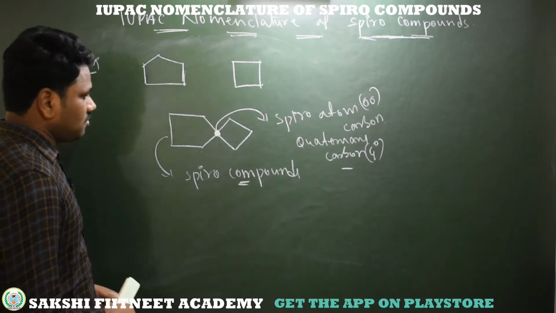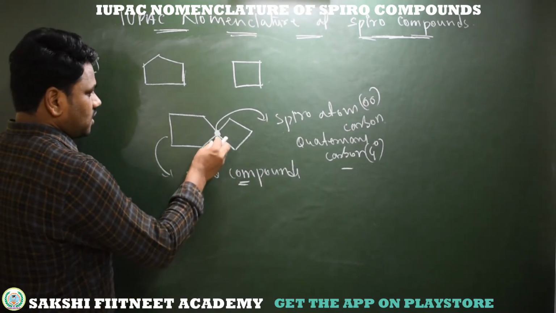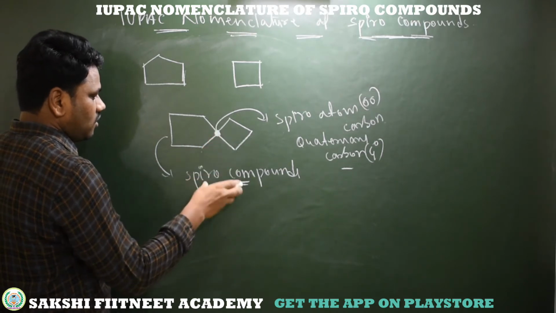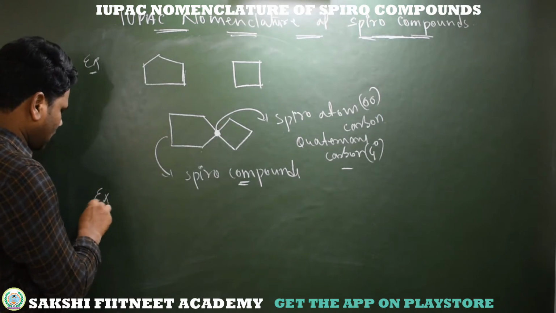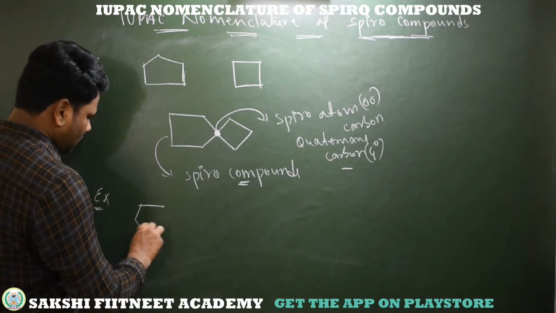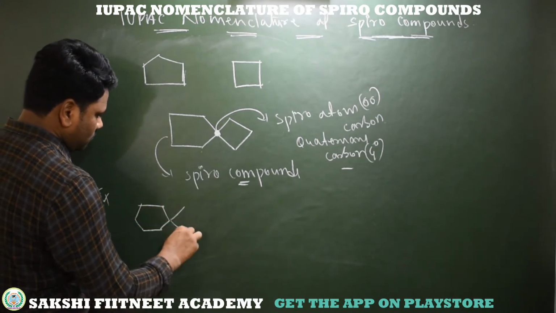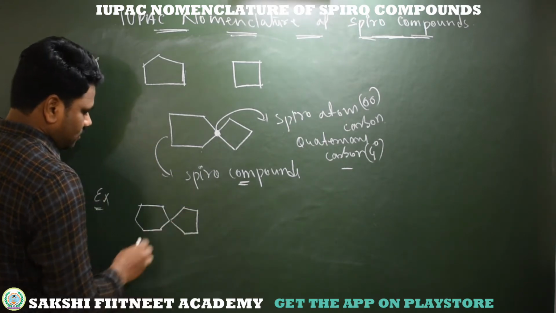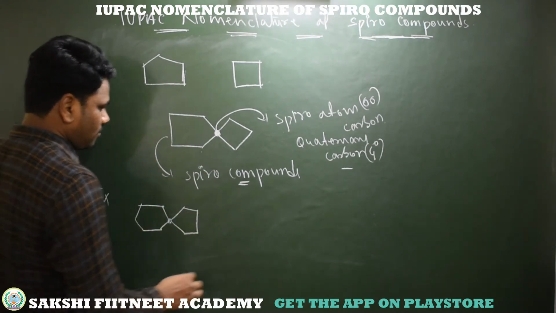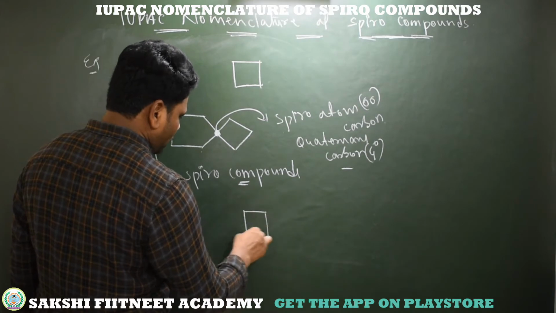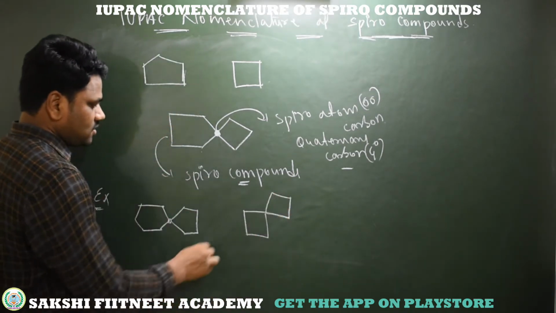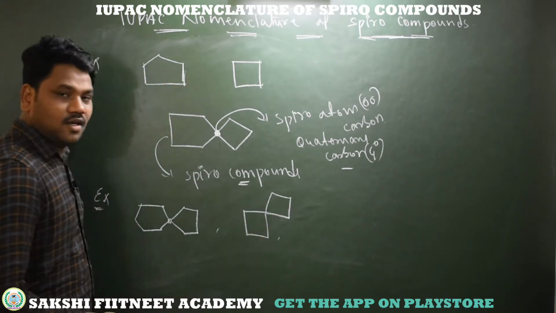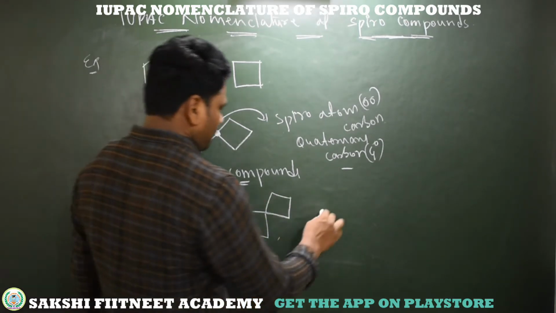So simple, both the cyclic rings which are connected through a single common carbon are called spiro compounds. Now we will discuss some examples to understand clearly. See here, this is the cyclohexane which is bonded to cyclopentane. This is one of the examples of spiro compound. Now here this is cyclobutane which is connected to another cyclobutane. This is also one of the examples of spiro compound.